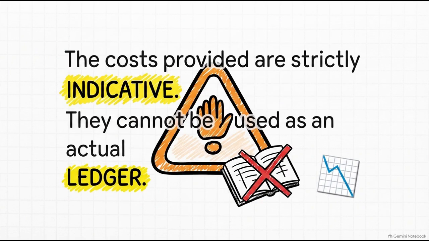Well, the answer is a massive, definitive no. You must never treat the cost column in this dataset as an actual financial ledger. The costs provided here are strictly indicative. The actual real-world costs simply cannot be displayed. Let's dig into exactly why that is.